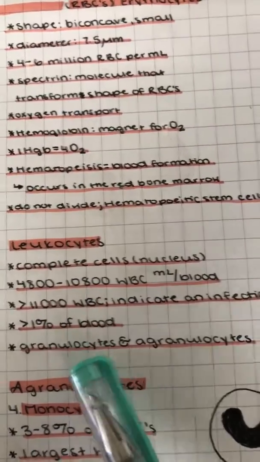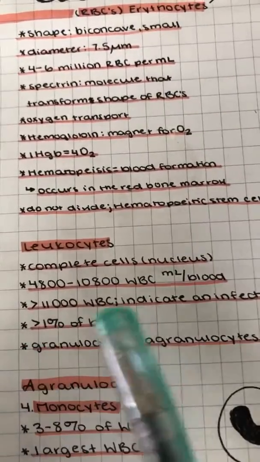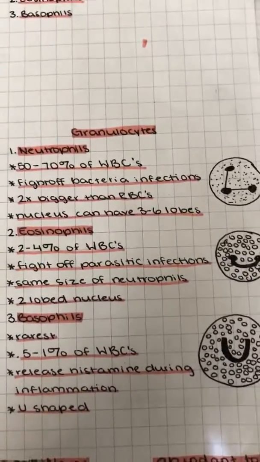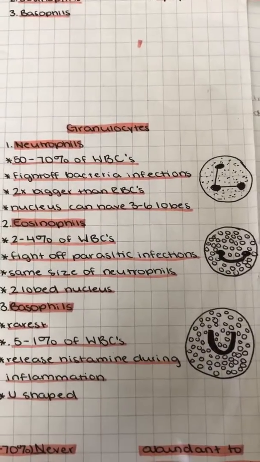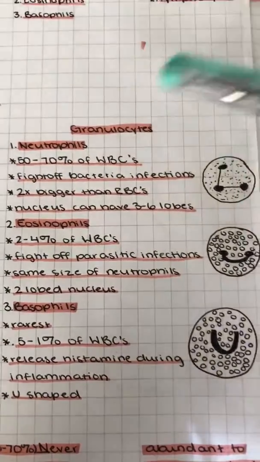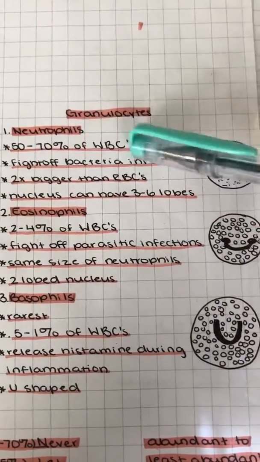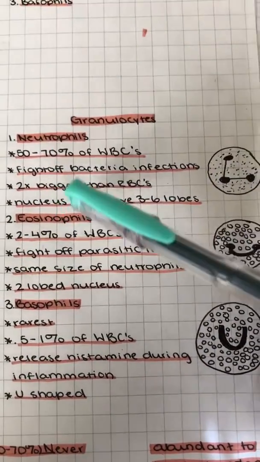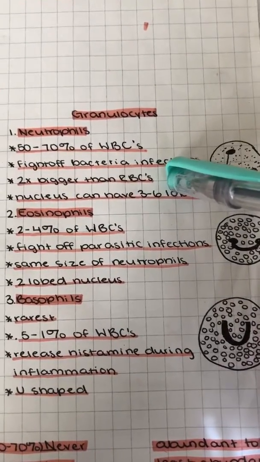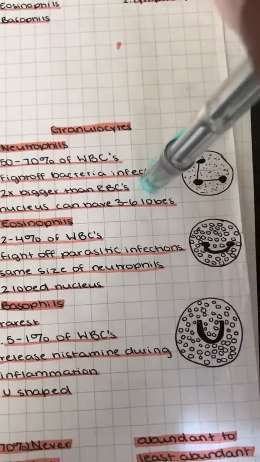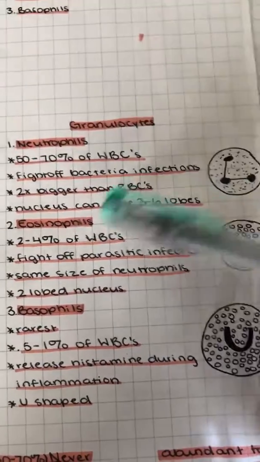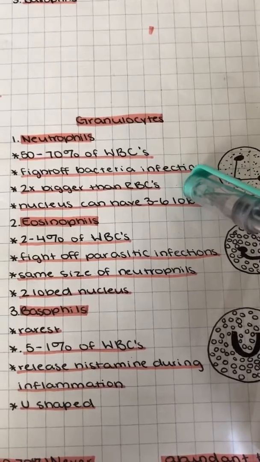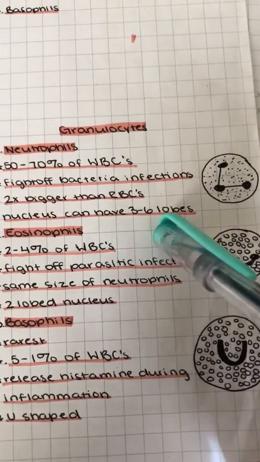So granulocytes and agranulocytes. We're going to get ready to go into those categories. So we have granulocytes. Let's start with neutrophils. Remember I said neutrophils are the most abundant white blood cell. As you can see, they represent 50 to 70% of all white blood cells. They fight off bacterial infections, like staph infection or strep throat. These will be the fighters in there. They are 2 times bigger than red blood cells. Their nucleus can have 3 to 6 lobes.